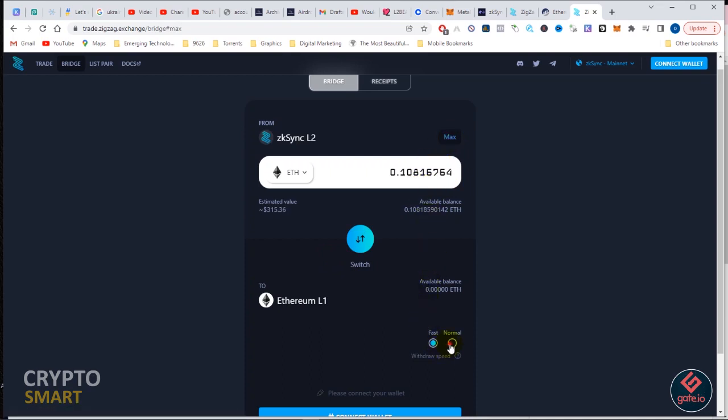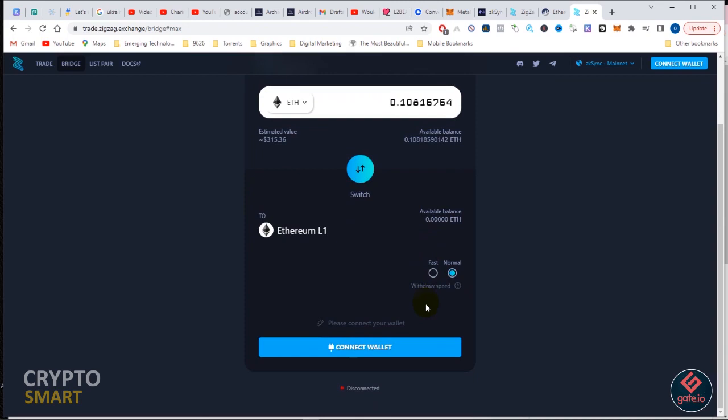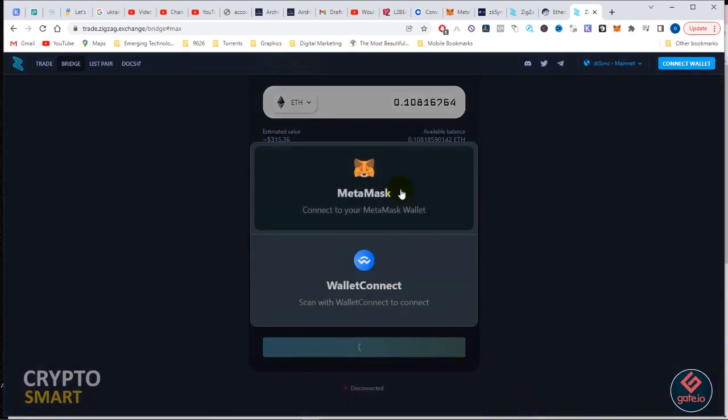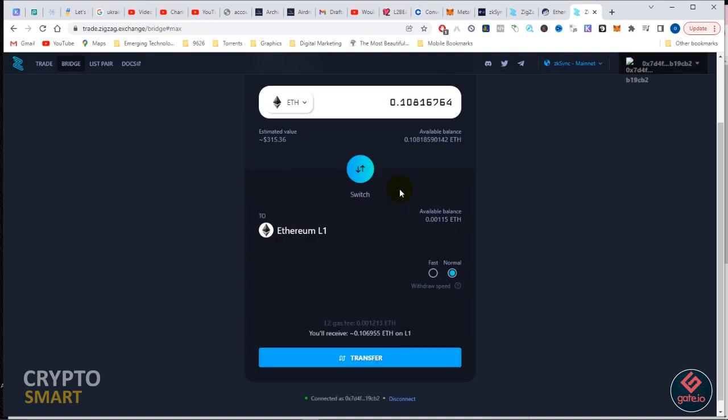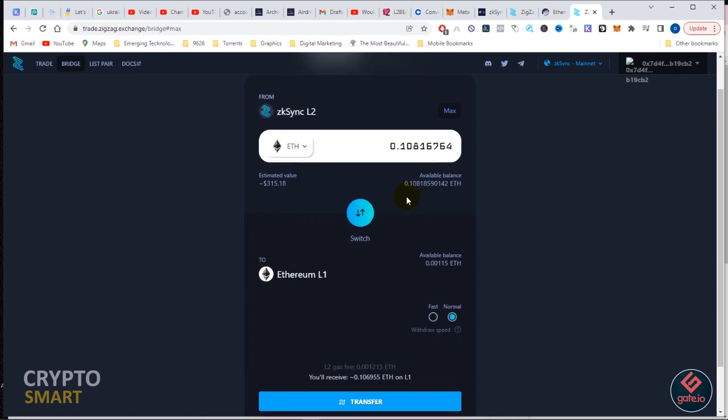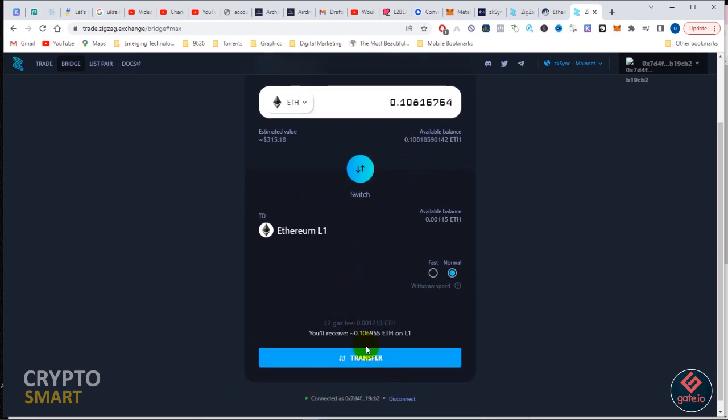So I'm going to select normal, and I'm going to connect wallet. I'm going to connect to my MetaMask wallet, and you should be able to see this here now. So how much are they charging us for gas fee? 0.00123 ETH. Let me just check how much that is now.